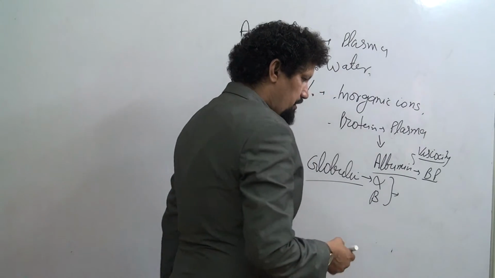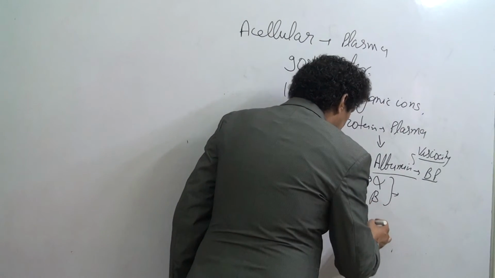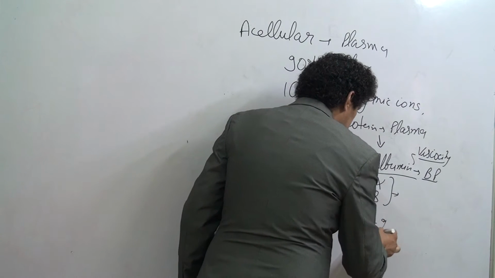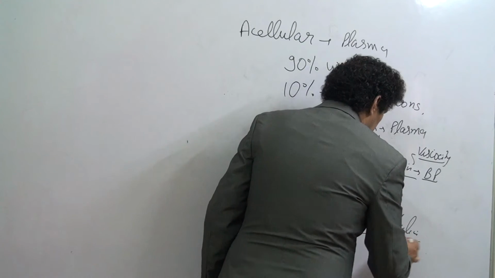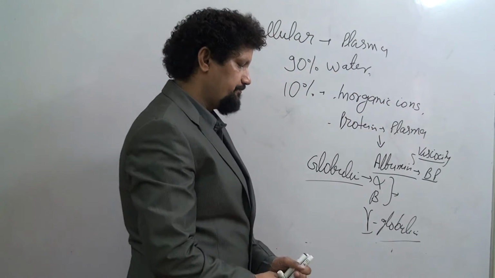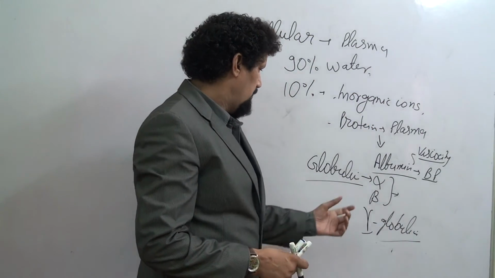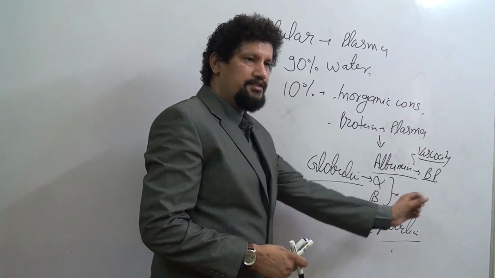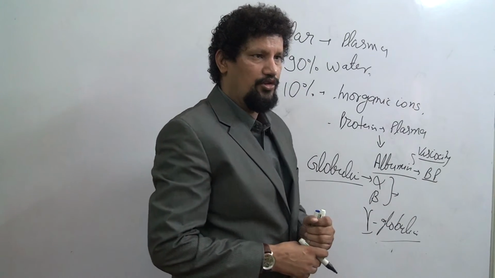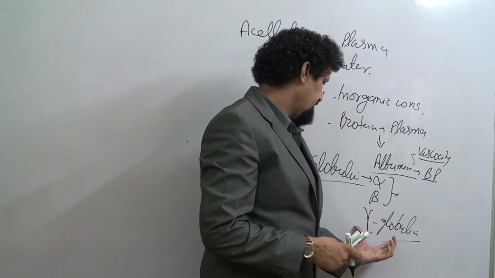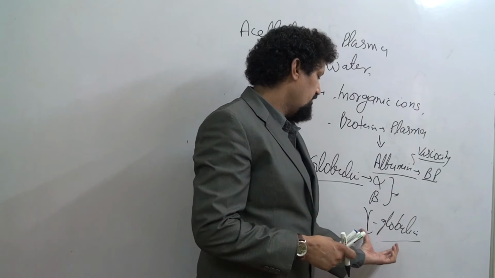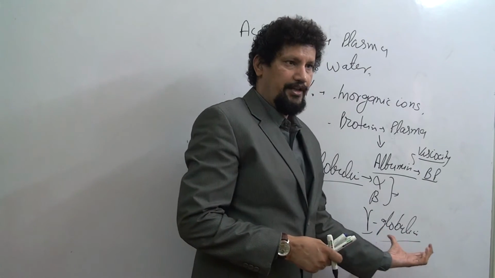The gamma globulin is formed by the lymphoid tissues. Gamma globulins are also known as immunoglobulins, and they are formed by the lymphoid tissues and play an important role in the body's immunity.